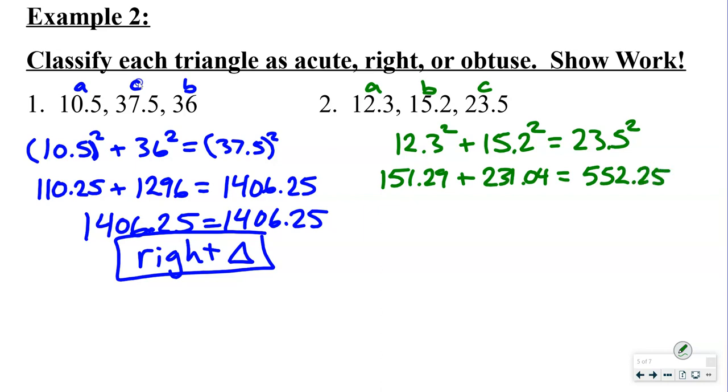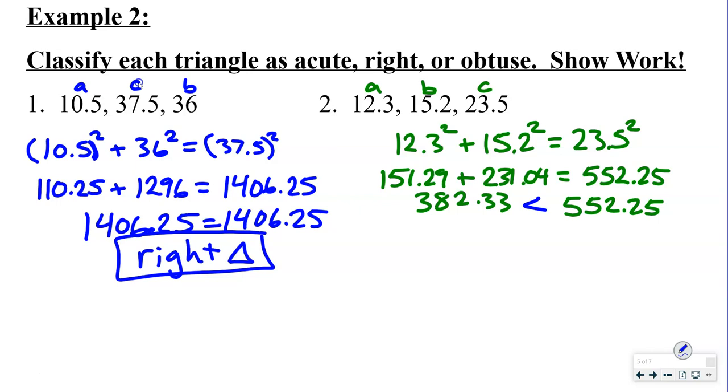Add our first two numbers together. We get 382.33. Drop down 552.25. Now I haven't put in the equal sign because obviously they're not equal. What we want to look at is which number is greater than the other? 552.25 is greater than 382.33, or 382.33 is less than 552.25.